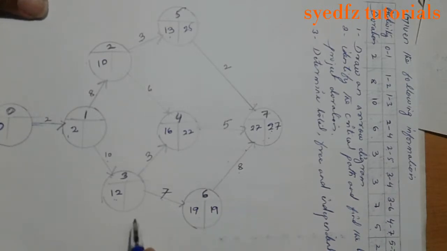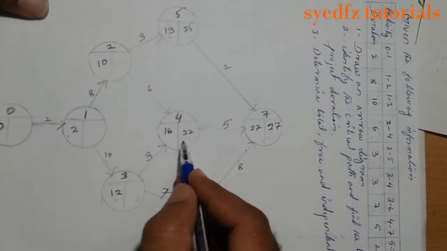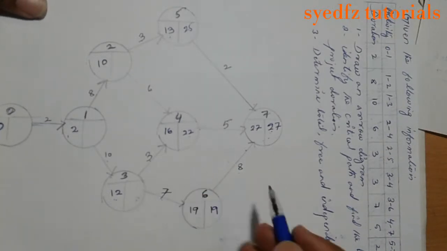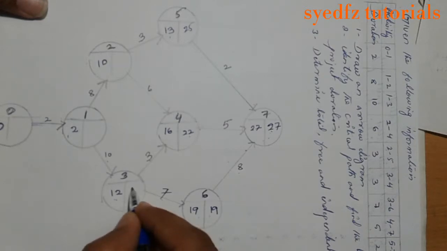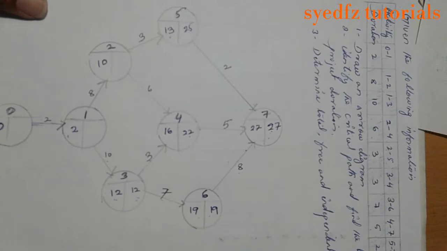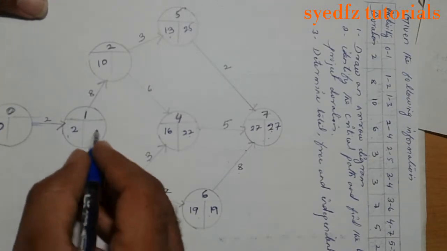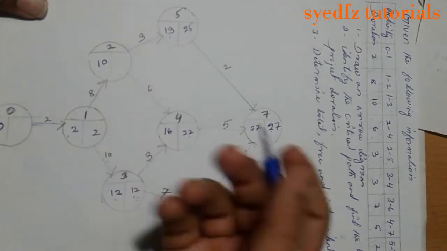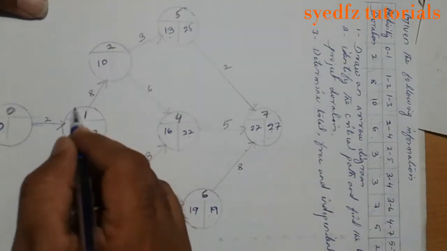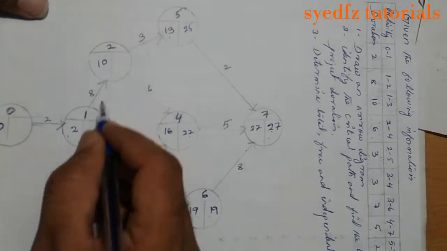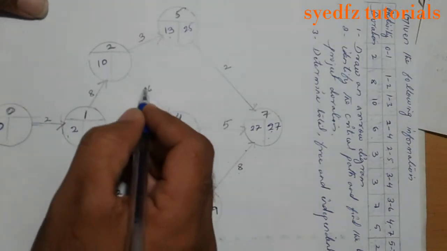Okay, this one is getting two activities. Which is the least one? Check, 22 minus 3 is only 19, but 19 minus 7 is 12. Okay, 12 is the least. 12 is getting only one activity. 12 minus 10 is 2. But this one is getting two activities. One is from here, one is from here. So check, 22 minus 6.